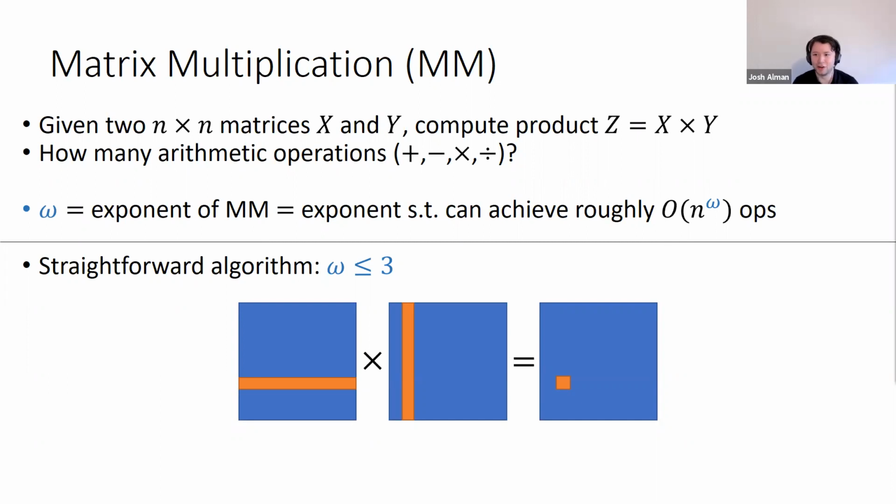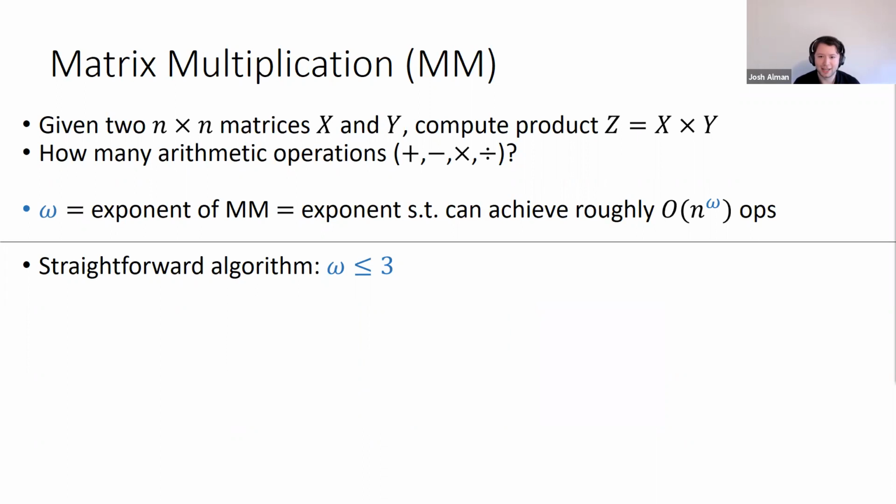So in total you get O of n cubed operations, which shows omega is at most 3. And this straightforward algorithm, as we were talking about before, was really believed to be optimal for a while, until in 1969, Strassen gave this big breakthrough algorithm where he showed that actually omega is at most 2.81. So you can multiply n by n matrices in n to the 2.81 operations.